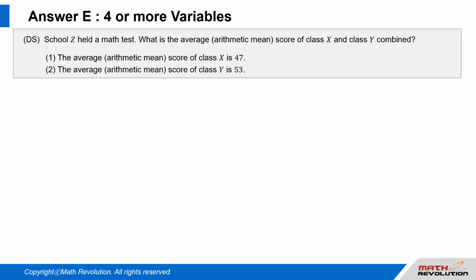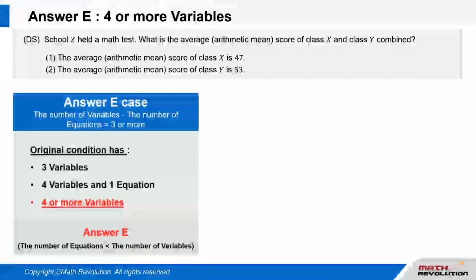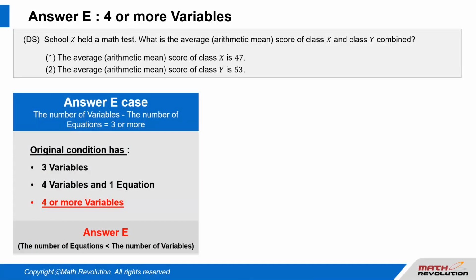Solution. Now we will solve this DS question using the variable approach. You are likely to get E as the answer when the difference between the number of variables and the number of equations from the original condition is 3 or more. The cases in this scenario include when there are 3 variables, or 4 variables and 1 equation, or 4 or more variables, and so on. The answer is likely to be E in each of the cases, as both conditions are likely to give 1 equation each, leaving us short of equations.